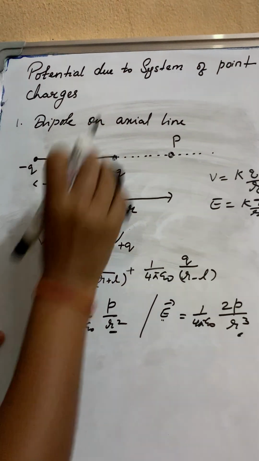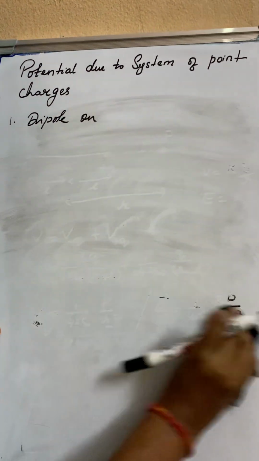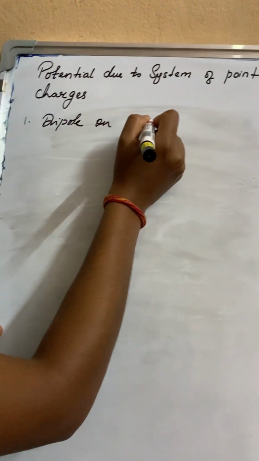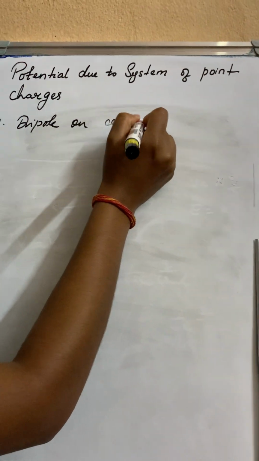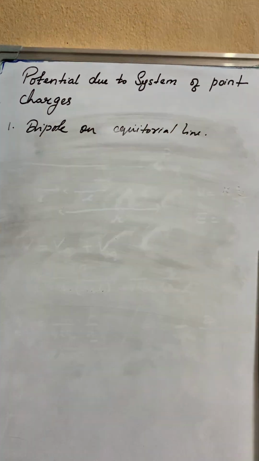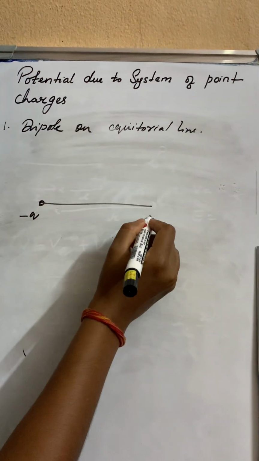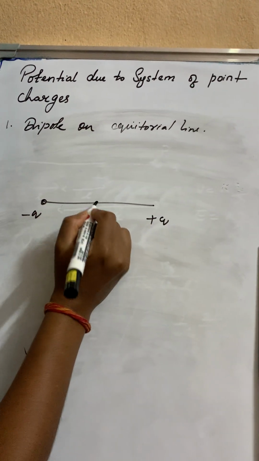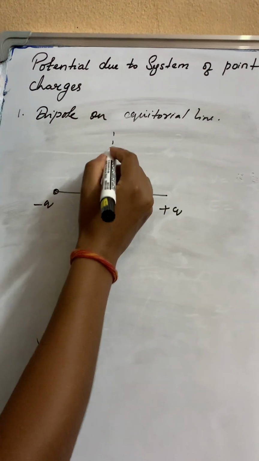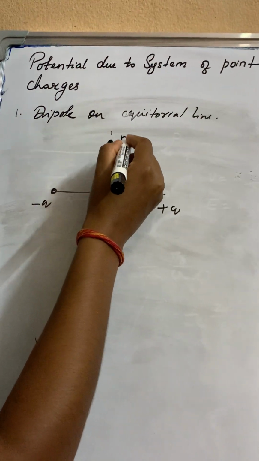All right. Similarly, let's go on the equatorial line, sorry, not axial. We'll quickly see this one. Equatorial line, I'll quickly do this one. Minus q, plus q, origin is O, the perpendicular bisector line is called what? Equatorial line. Now let us find out at this point what will be the potential.